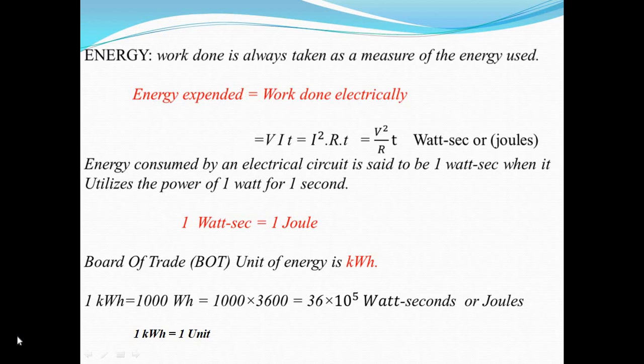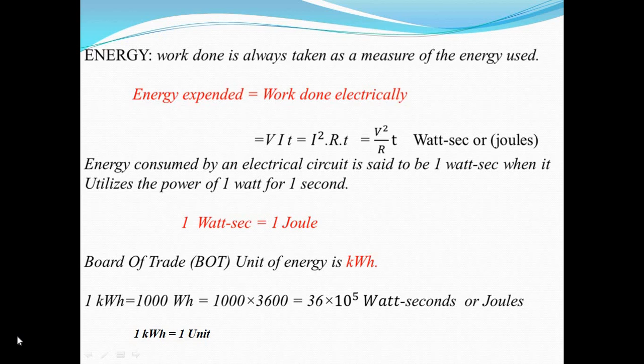Energy consumed by an electrical circuit is said to be 1 watt second when it utilizes the power of 1 watt for 1 second. That means if you want to find the energy consumed by an electrical circuit, energy consumption is equal to power into time. So if you utilize 1 watt power for 1 second, then energy consumption is 1 watt second, which is equivalent to joules. So 1 joule is equal to 1 watt second.